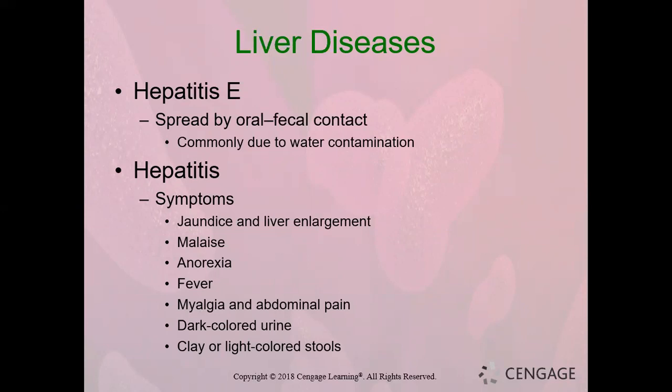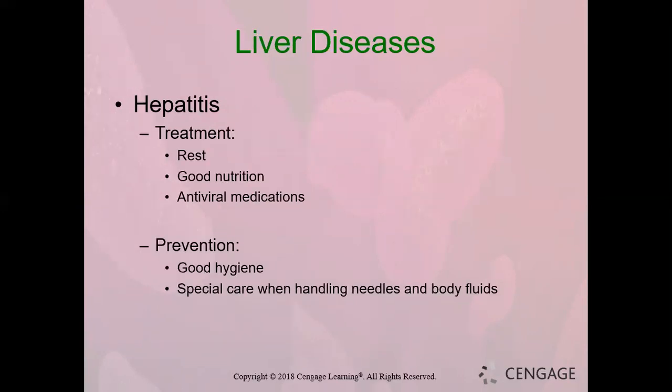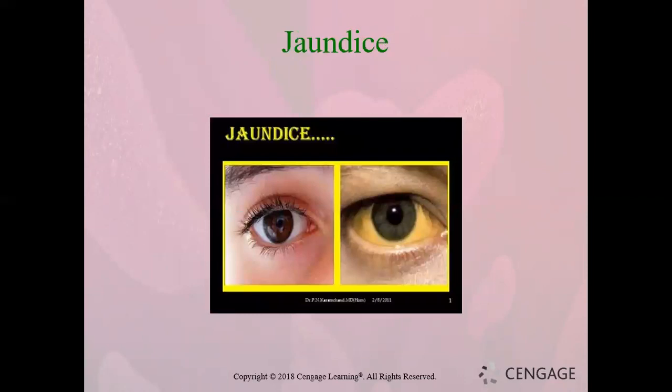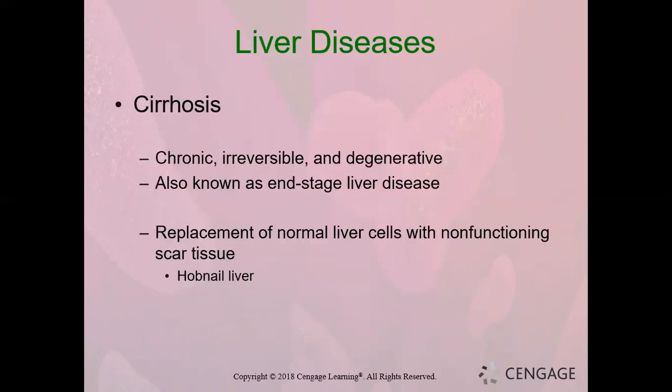And the symptoms: jaundice, that yellowing of the skin and the eyes, liver enlargement, not feeling well, dark colored urine and clay or light colored stools. And they want them to rest, have good nutrition, antiviral medications, and they're going to prevent it with good hygiene, special care when handling needles and bodily fluids. There's a video for you guys to watch on hepatitis. There's a picture of jaundice in the eyes, and I have seen this. You will see this in your clients some, I'm sure, depending on which population you're working with.